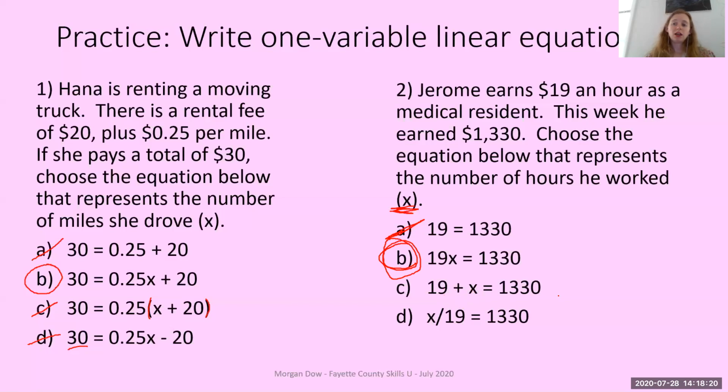So when you're calculating your total earnings, you're taking your hourly rate times the number of hours. You're not just taking your hourly rate plus the number of hours you worked. So choice C isn't going to work.